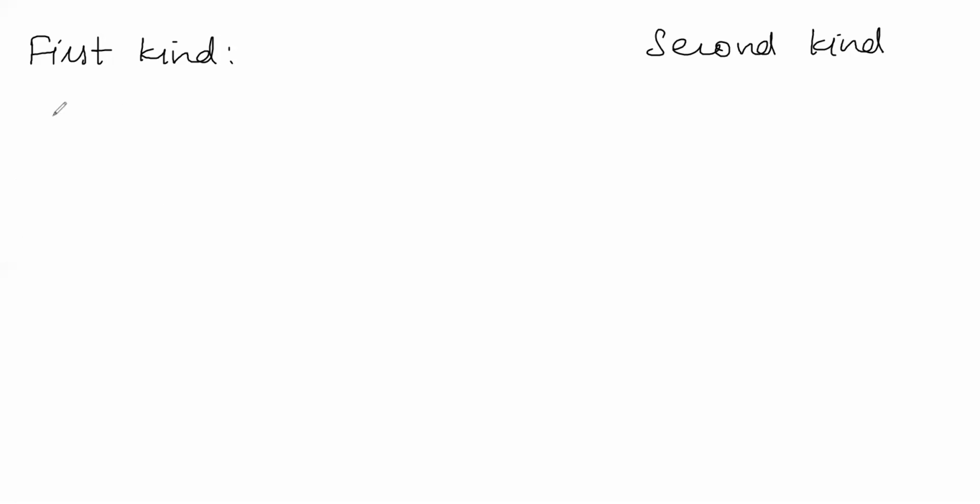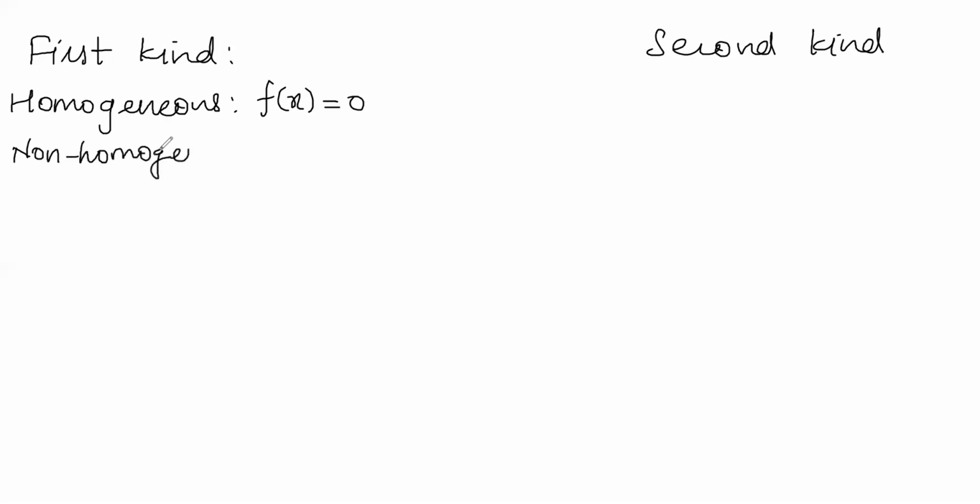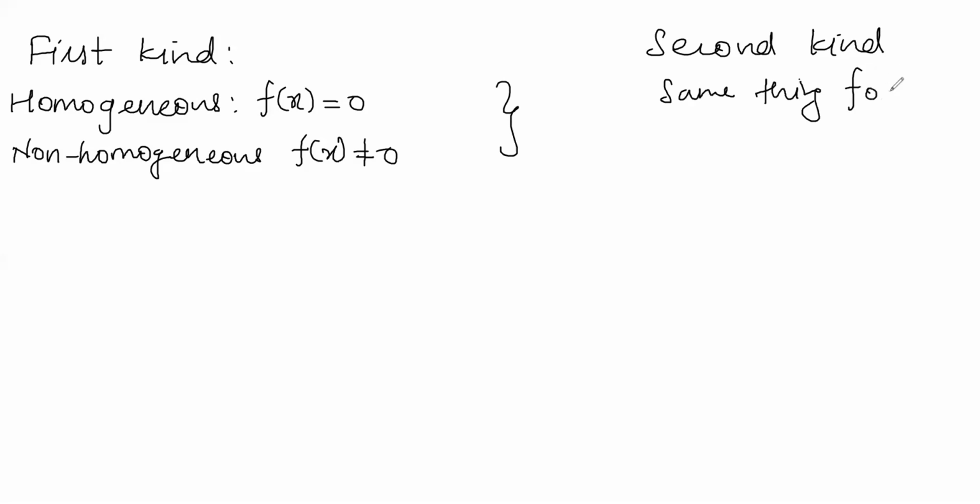So in the first kind, let me first do the homogeneous thing. It will be homogeneous when your f of x is 0, and it will be non-homogeneous when f of x is non-zero. The same thing follows here as well. Same thing follows here. So just let me write down this and write down here. In fact, the same thing follows here.